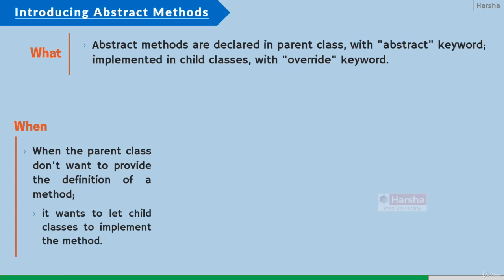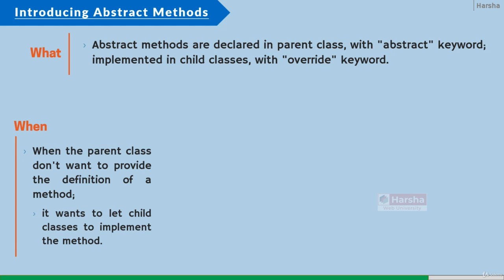This lecture is about abstract methods which can be defined in the abstract classes. Whenever the parent class doesn't want to provide the method definition, alternatively it wants to let the child classes implement the definition of a method. In that case, in the abstract class, you can create an abstract method.